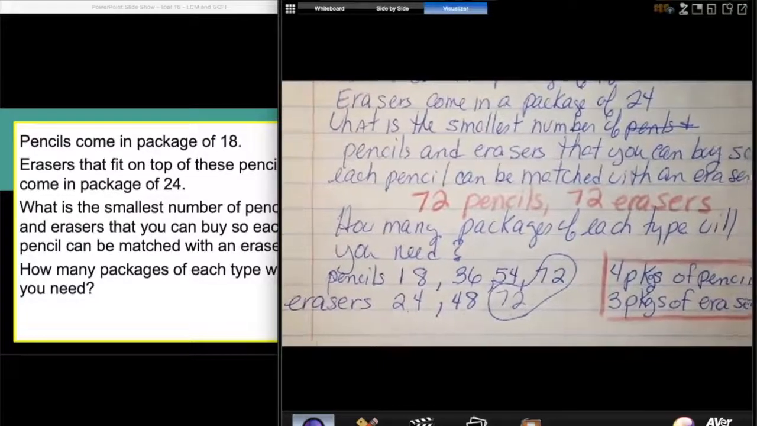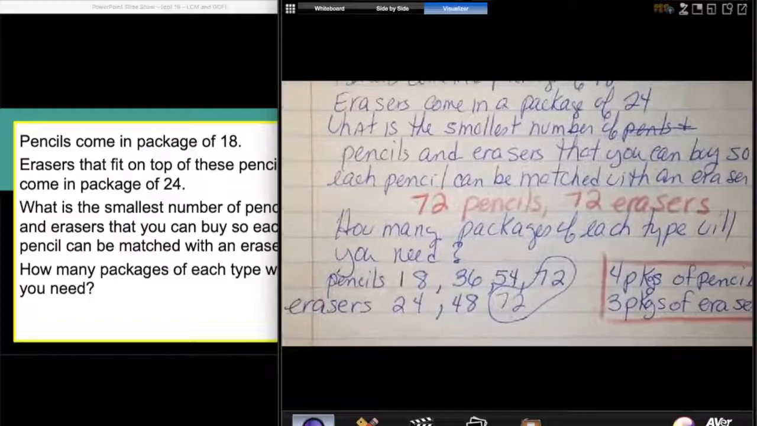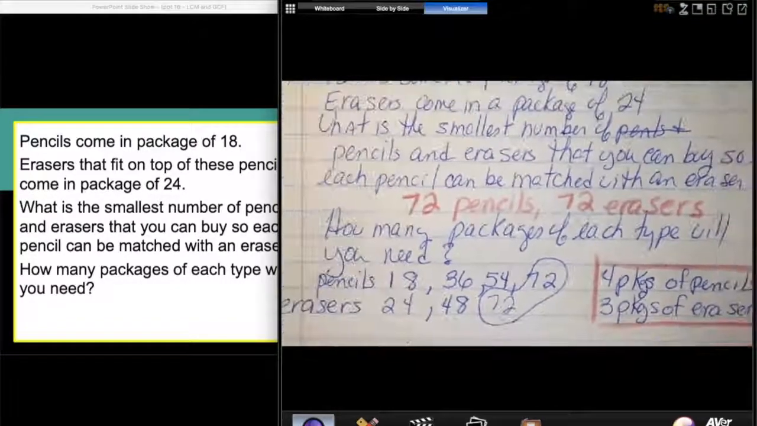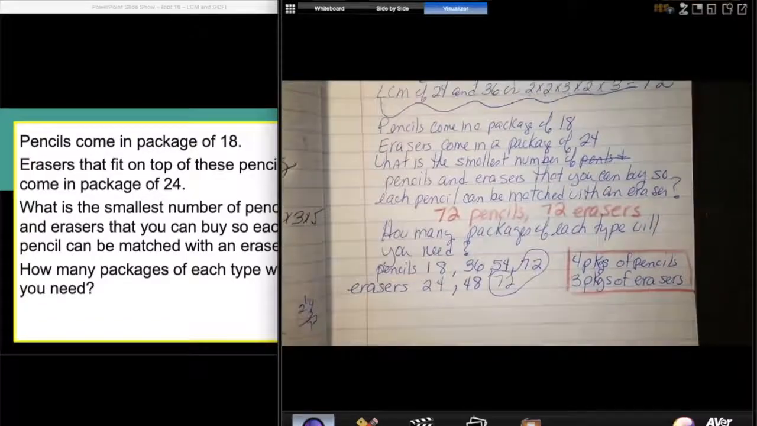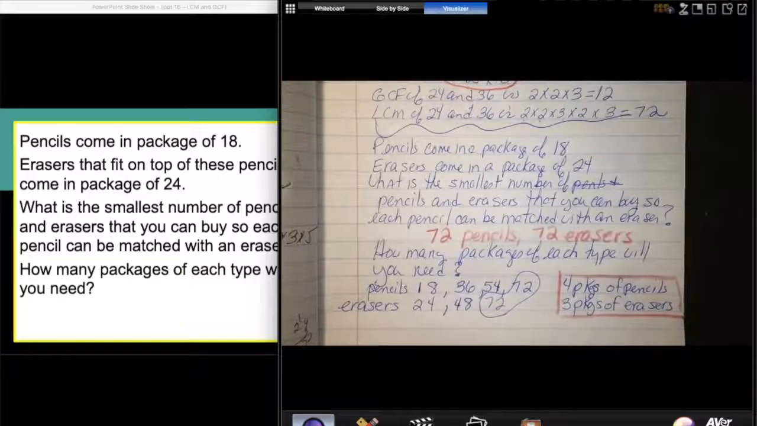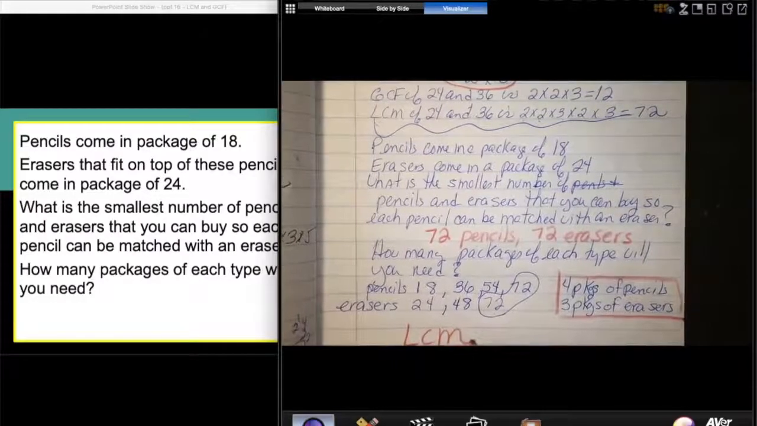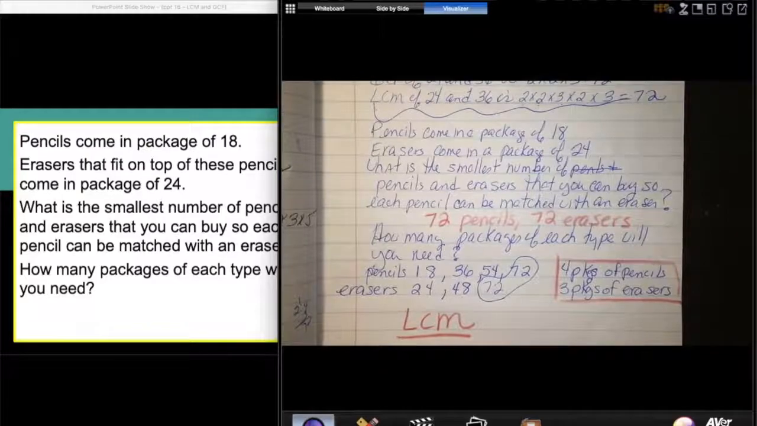Okay. So what process did I use to solve this problem? Let's step back a little bit. Now, we knew the answer had to be larger. We were buying more and more and more pencils and erasers, so this is an LCM. We had to find the LCM in order to find the total number of pencils and erasers that would match the same number of both. Then I counted how many 18s and how many 24s, how many packages. 1, 2, 3, 4, 4 packages of pencils, and 1, 2, 3, 3 packages of erasers. So this is an example of using LCM.